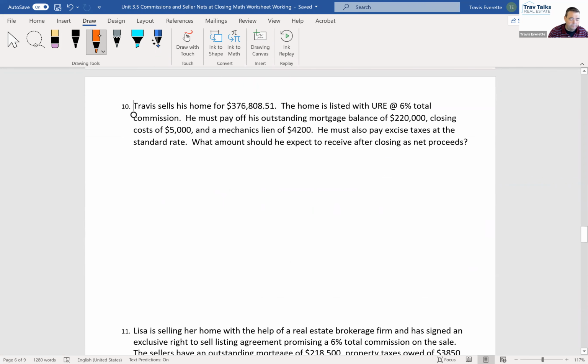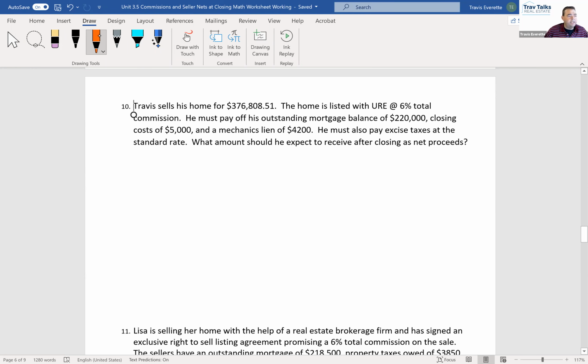Okay. Number 10 says Travis sells his home for $376,801.51. The home is listed with URE at a 6% total commission. He must pay off his outstanding mortgage balance of $220,000, closing costs of $5,000, and a mechanics lien of $4,200. He also must pay excise taxes at the standard rate.